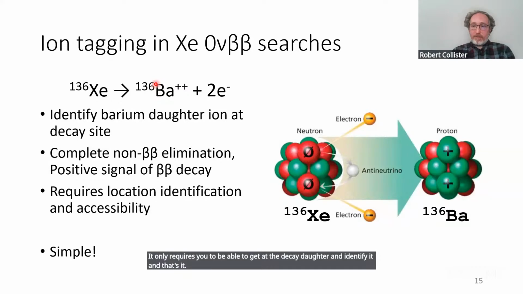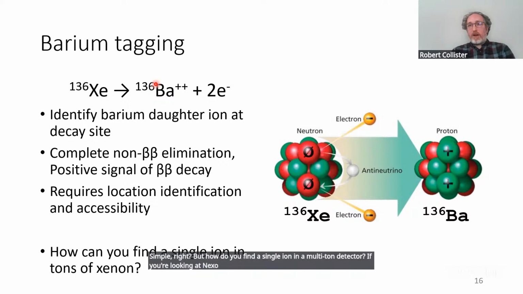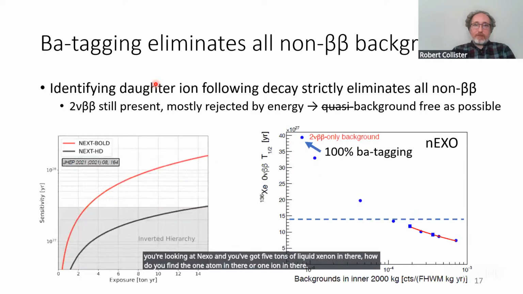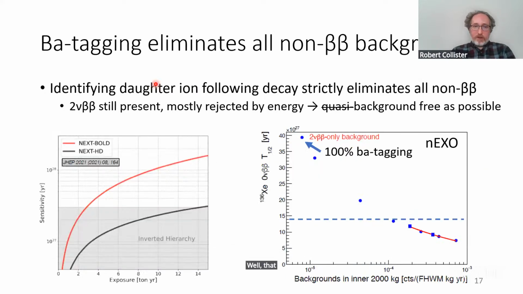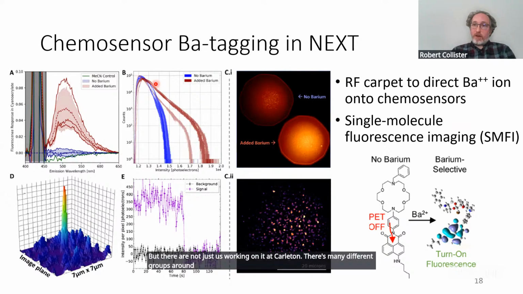Simple, right? But how do you find a single ion in a multi-ton detector? If you're looking at nEXO and you've got 5 tons of liquid xenon in there, how do you find the one atom in there, or one ion in there? Well, that's what we're working on. I've already told you about that. But it's not just us working on it at Carleton. There are many different groups around the world, for different experiments, looking at this.